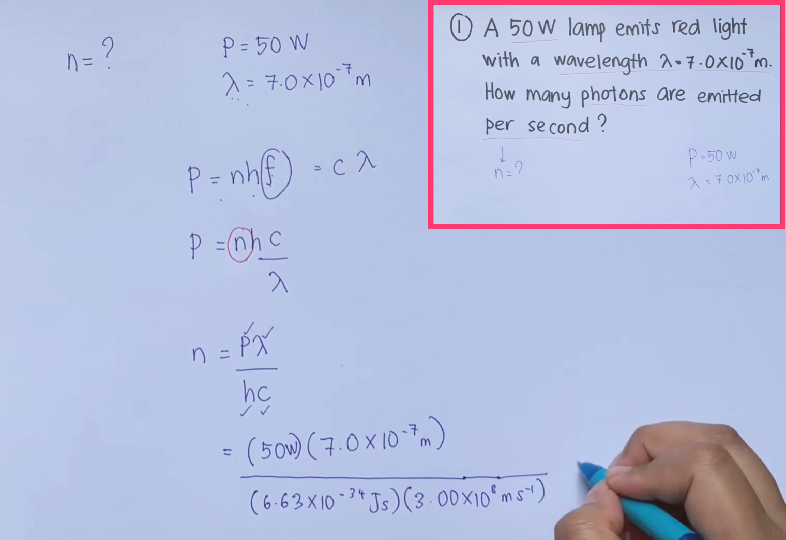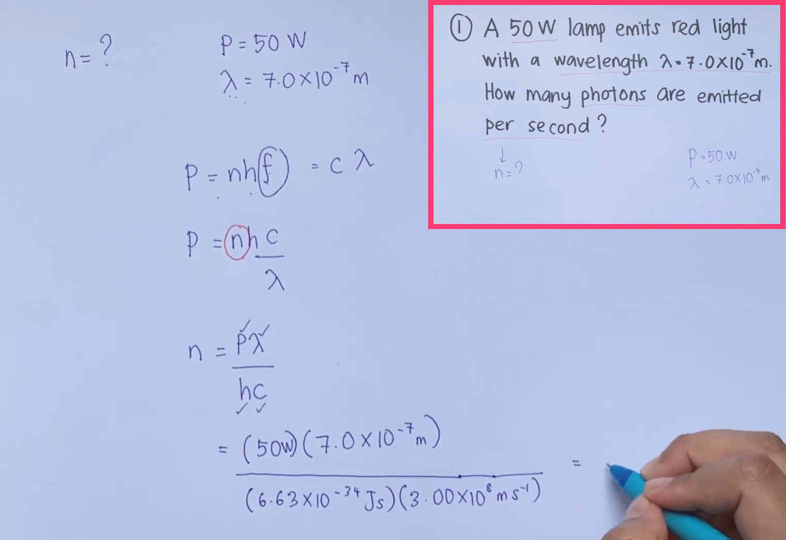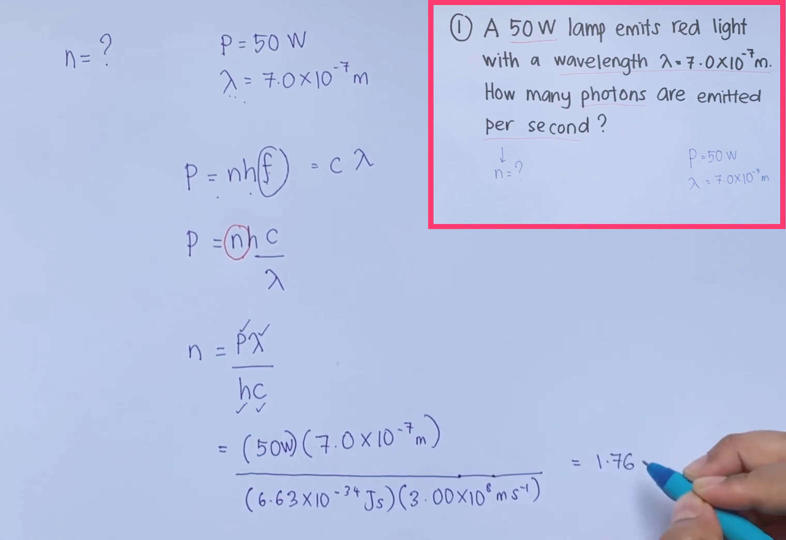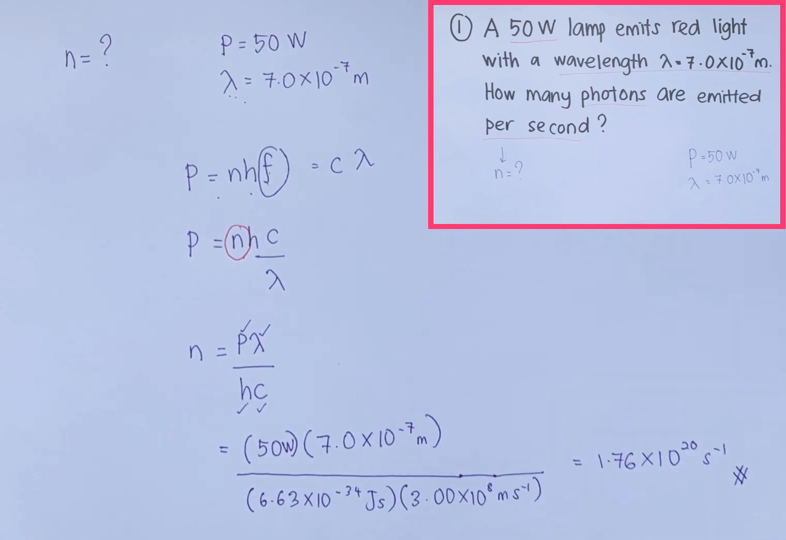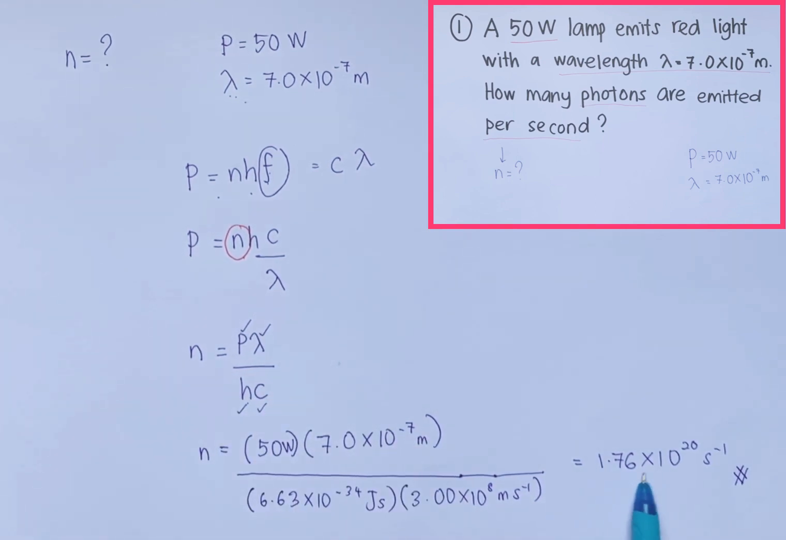So we can calculate it. As the answer, we get 1.76 times 10 to the power of 20 per second. So this is the answer. We got N is equal to 1.76 times 10 to the power of 20 per second.